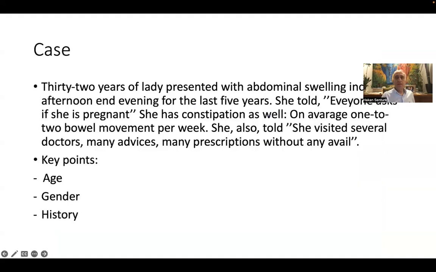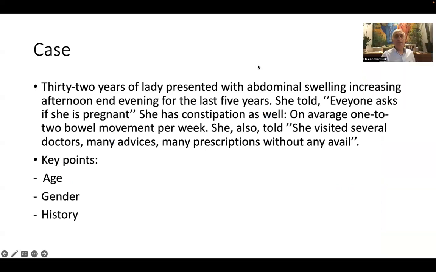Now we are switching to the case reviews, and you are going to diagnose the disease with me. A 32-year-old lady presented with abdominal swelling, increasing in the afternoon and evening for the last 5 years, and she told everyone asks if I am pregnant. She has constipation as well, on average 1 to 2 bowel movements per week. She also told she visited several doctors, many advices, many prescriptions without any avail.